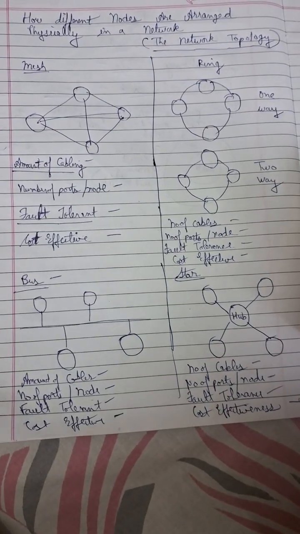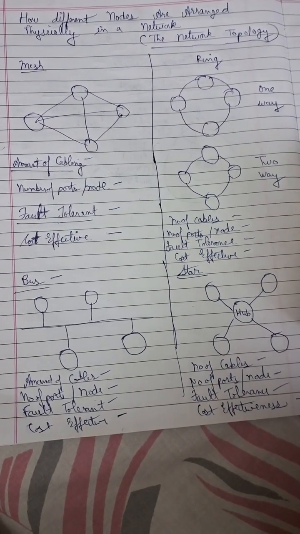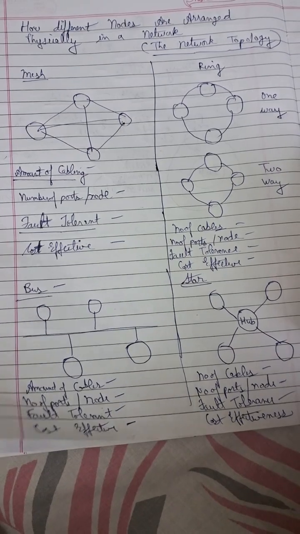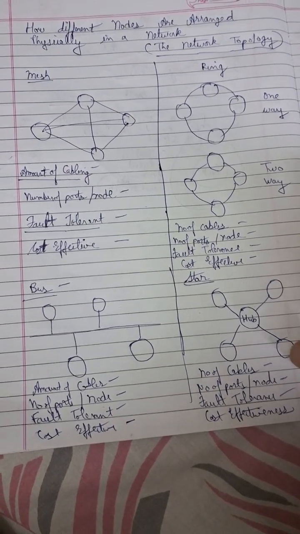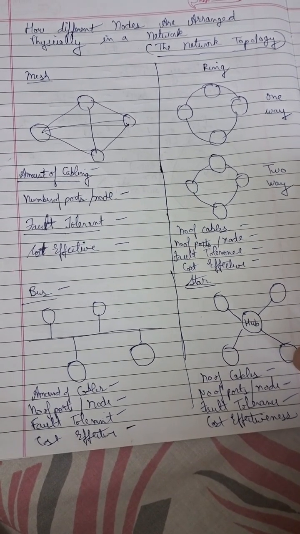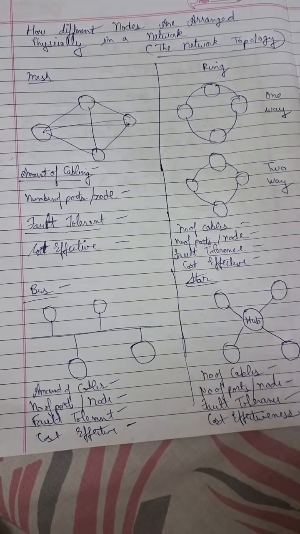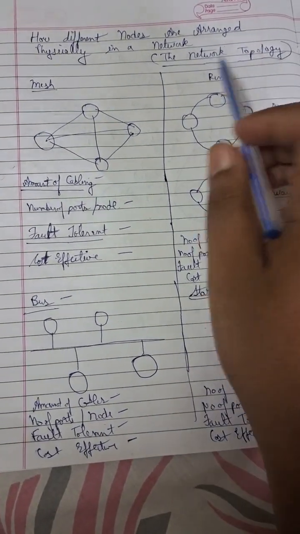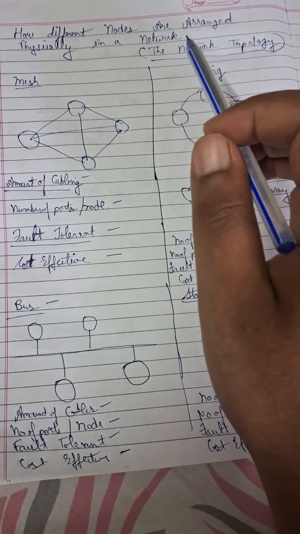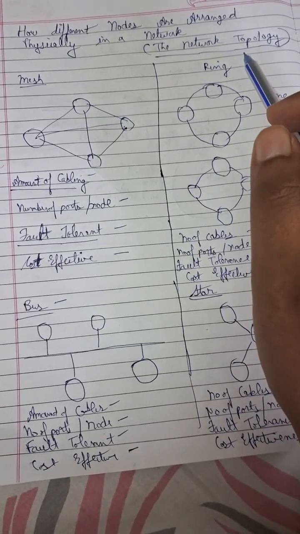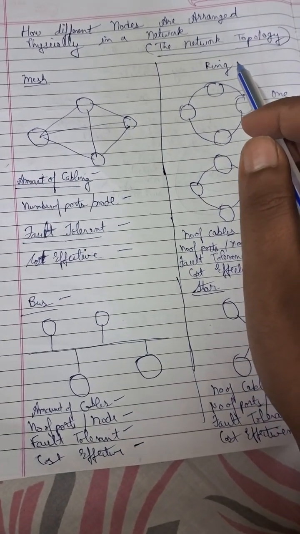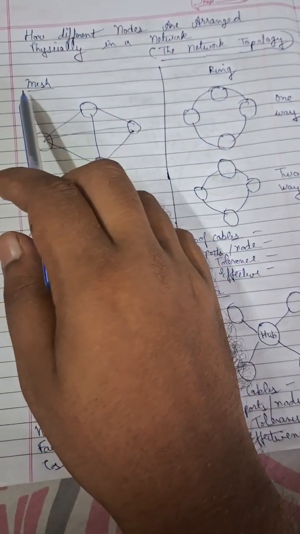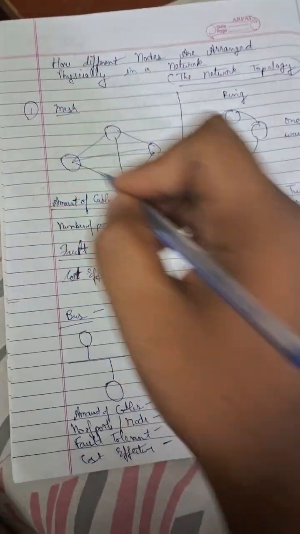Next we look at how different nodes or machines are arranged physically in a computer network. As you know, there are different ways we can connect different nodes, and as per that we change the network topology. How the different nodes are arranged is known as the network topology, and different topologies are possible. The first one which we are going to discuss is known as the mesh topology.